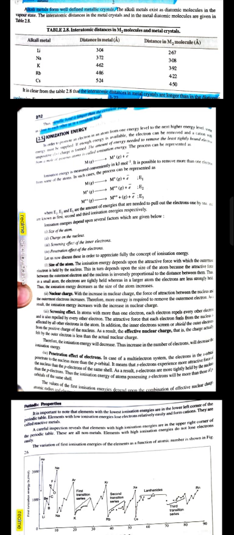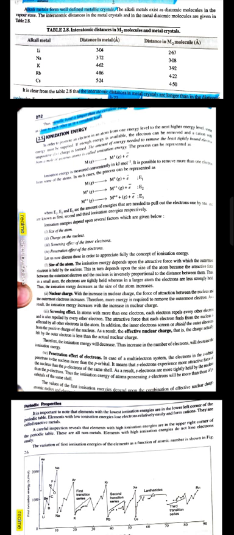It is possible to remove more than one electron from the atom. In such cases, the process can be expressed as shown, where E1, E2 and E3 are the ionization energies needed to pull out the electrons one by one, which are known as first, second and third ionization energies respectively. Ionization energies depend upon several factors which are given below: size of atom, charge of nucleus, screening effect of inner electrons, and the penetration effect of the electrons. Let's now discuss these factors to appreciate fully the concept of ionization energy.